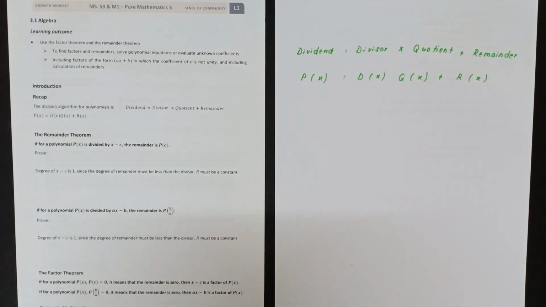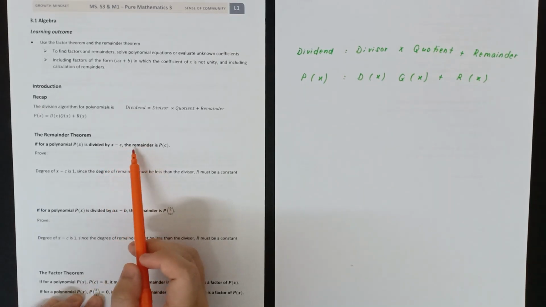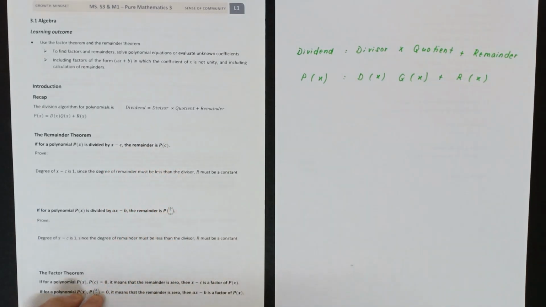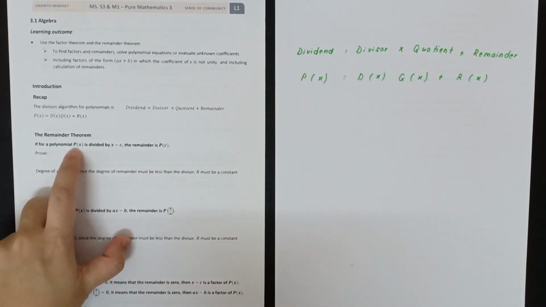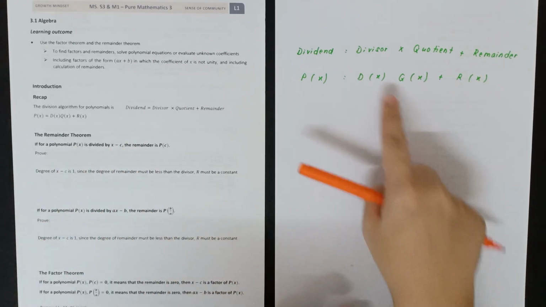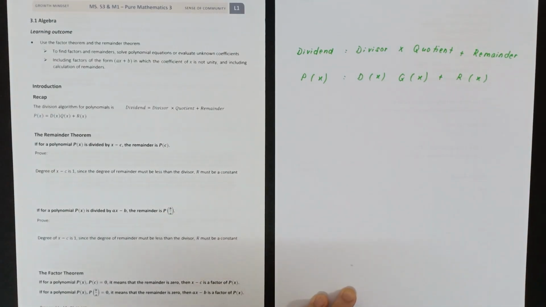If a polynomial p(x) is divided by x minus c, the remainder is p(c). How are we going to prove that? How do I know whether this statement is right or wrong? It's in bold, meaning that this is the theorem itself. So if the polynomial is divided by x minus c, meaning your divisor is x minus c.